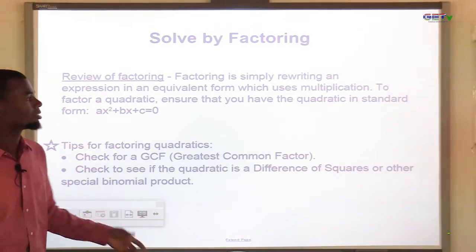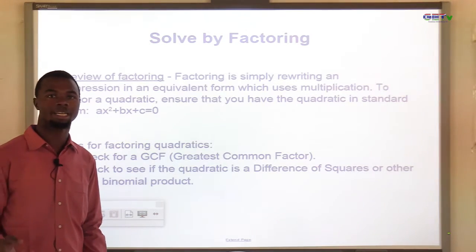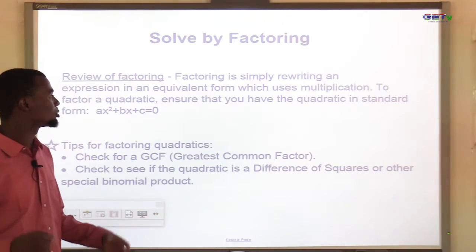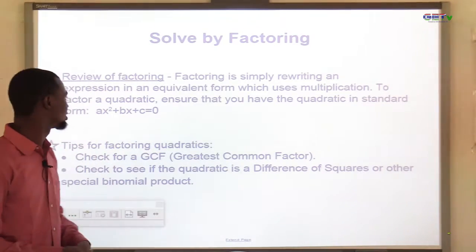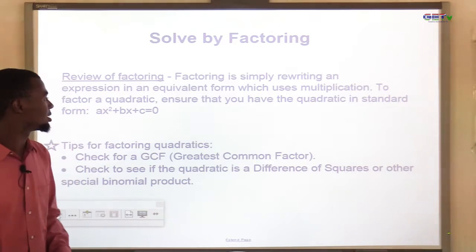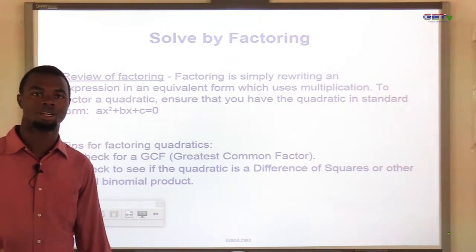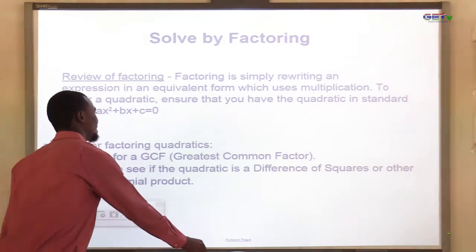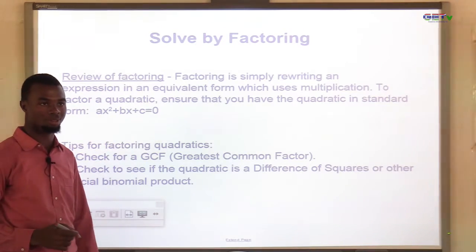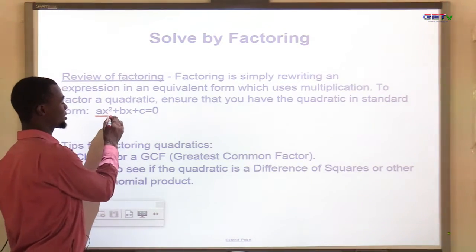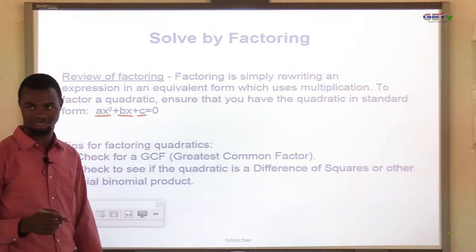Now, the review. Factoring is simply rewriting expressions in equivalent form, to ensure that you have them in multiples form. To factor a quadratic, ensure that you have the quadratic in standard form. To have the quadratic in standard form, it has to be in the form ax squared plus bx plus c equals 0. This is the quadratic term, this one is the linear one, and this is the constant.